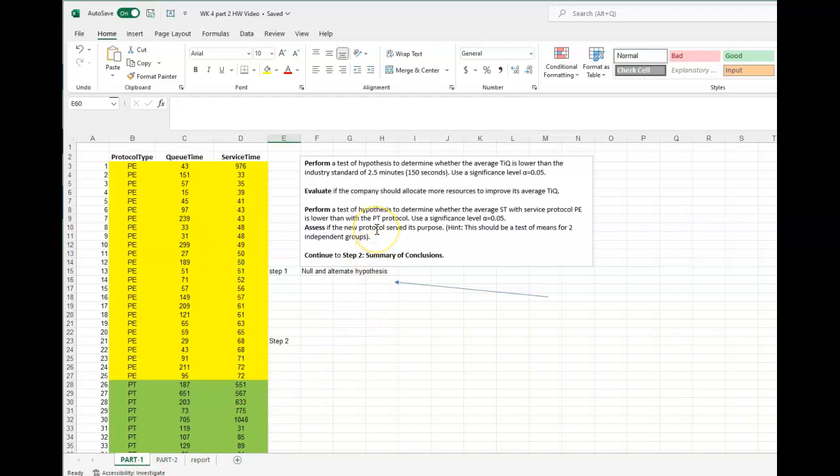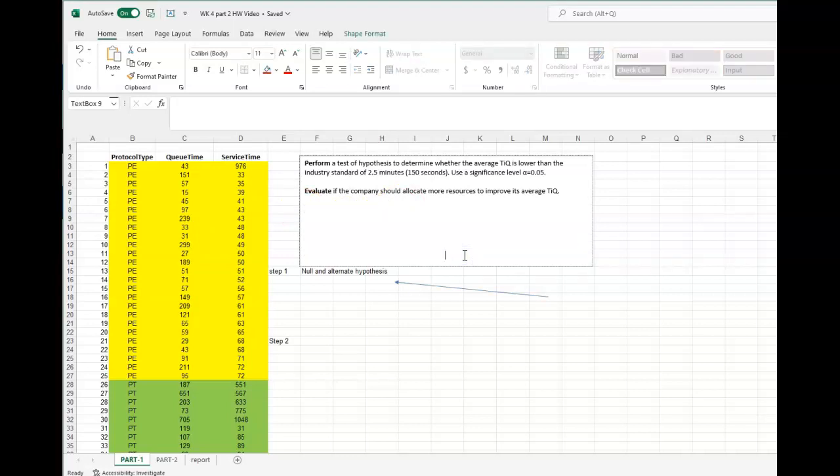So this is the first thing that I'm going to do, test the hypothesis. No, this is the first test. Yeah, this is the second test. Okay, so let me remove this. This is the first test. Test the hypothesis to determine whether the average TIQ is lower than the industry average of 150 seconds.